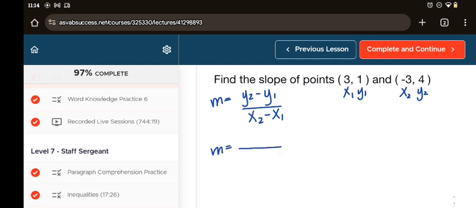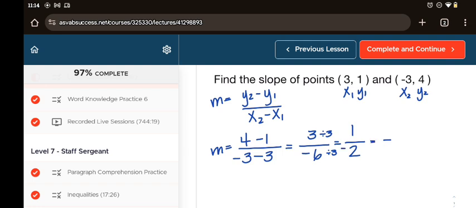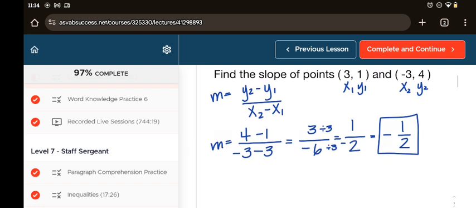Now I'm going to start plugging stuff in. y2 is 4, y1 is 1. x2 is -3, x1 is 3. Now we subtract. 4 minus 1 is 3, and -3 minus 3 gives me -6. I'm going to simplify this by dividing by 3, top and bottom. 3 divided by 3 is 1, and -6 divided by 3 is -2. So this is -1/2. Awesome, I hope you got this and that it makes sense. If not, feel free to go back and take a look at it again.